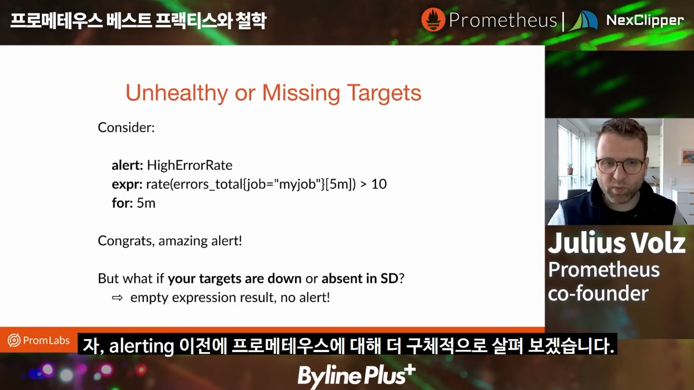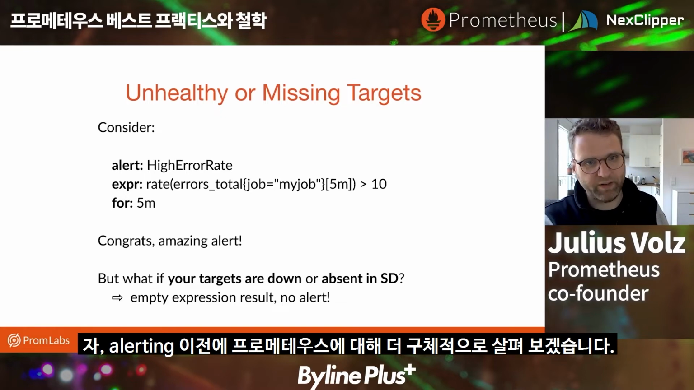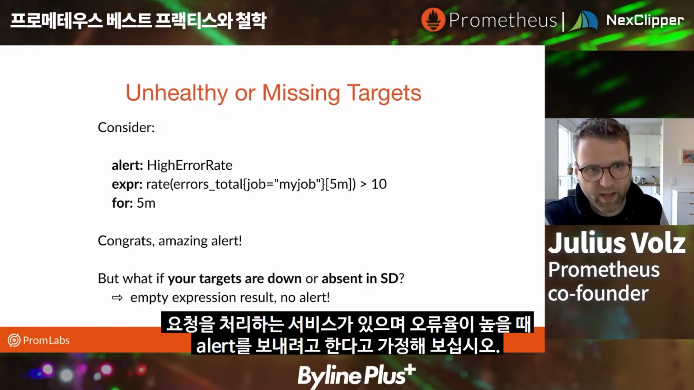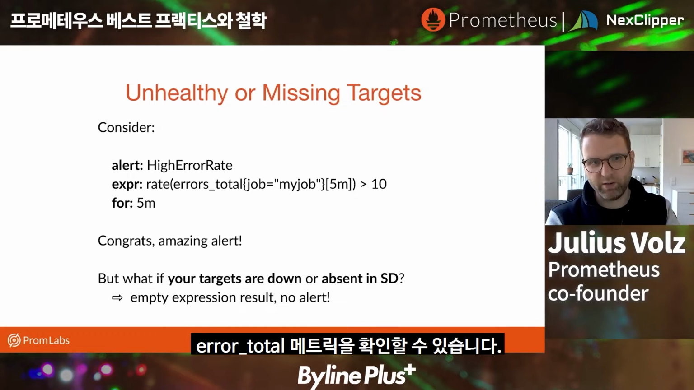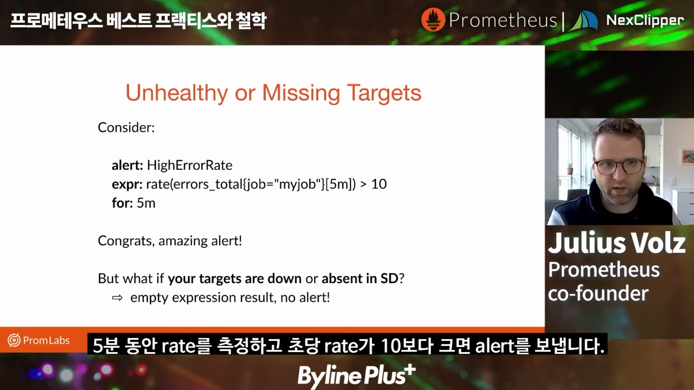Okay, let's get more Prometheus specific again on the alerting front. Imagine you have a service that is handling requests and you want to send an alert when there's a high error rate. So you could take the errors total metric, take a rate over that over 5 minutes, and say if that rate is larger than 10 per second, and that's true for 5 minutes, then send me an alert. So that works.